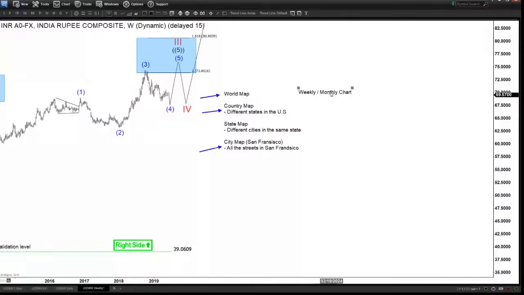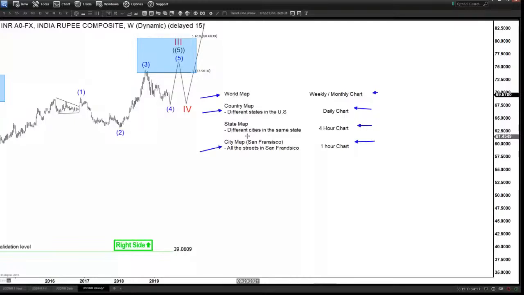Now, each one of them technically should not be contradictory. Even though you don't see all the details of the streets, the state map and the city map should not contradict one another. It's like a puzzle. They should correlate to one another. So the same way, when you're looking at the chart, don't get confused. When you're looking at the 4-hour chart, you're looking at a broader, bigger view compared to the 1-hour chart. But the labels in Elliott Wave, the labels in the 1-hour, cannot contradict the labels in the 4-hour, because they are the same.